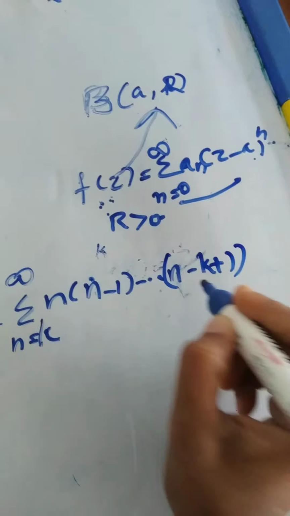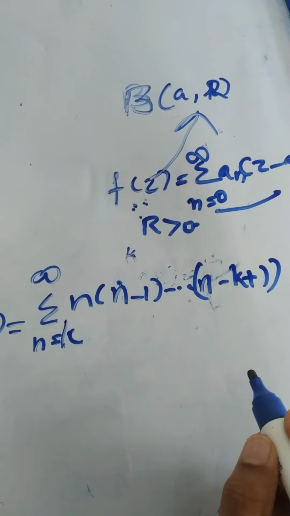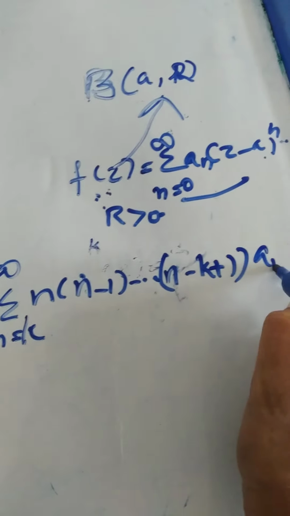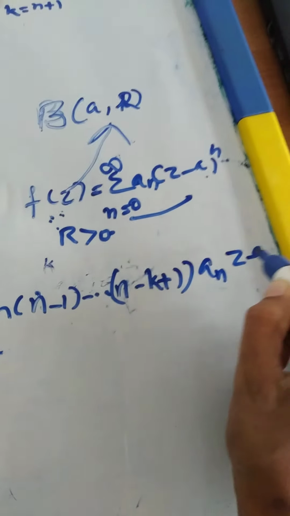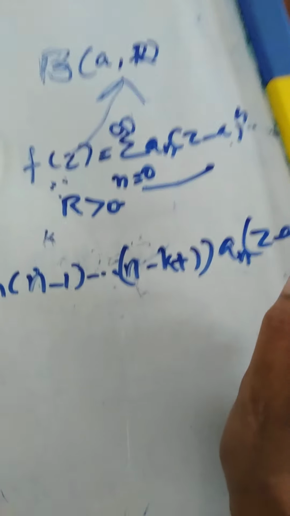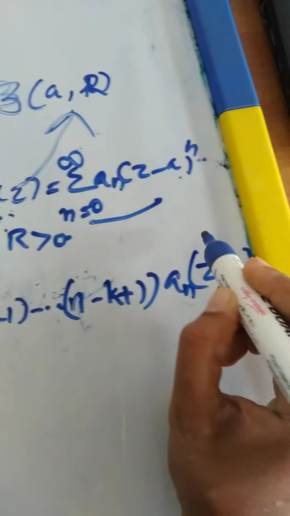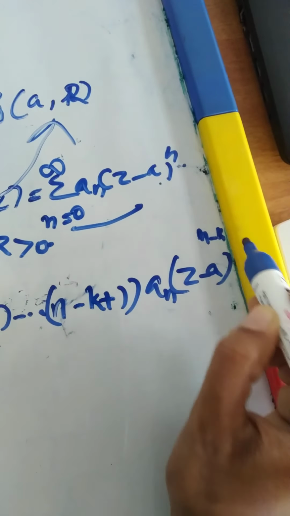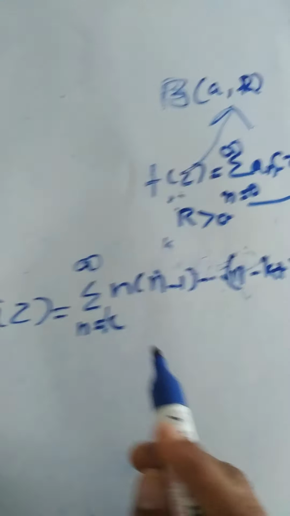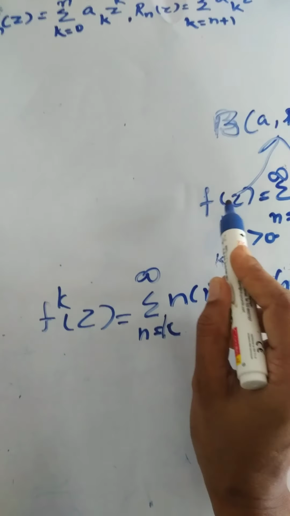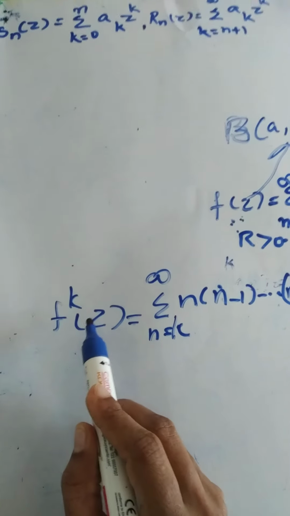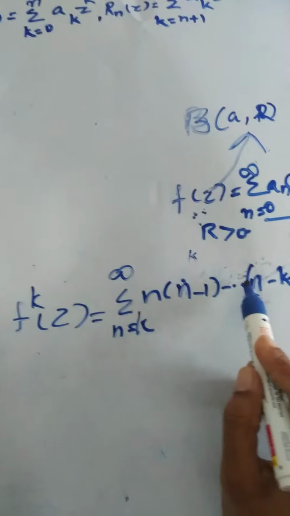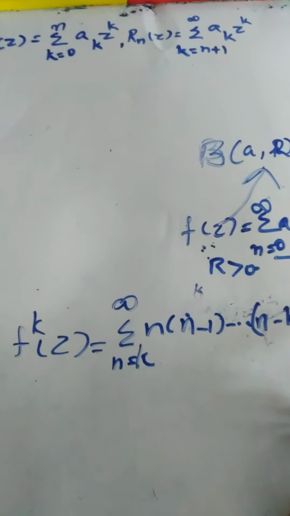Then a_n into (z minus a) whole raised to n minus k. Okay, so it is infinitely differentiable and the kth derivative of f of z must be of this form, that we need to prove.